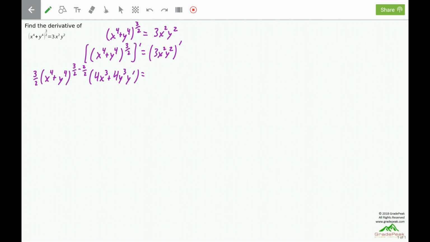Equals, on the right side, we have a product rule. 3x squared times y squared. The derivative of the first: bring the 2 down, multiply it with the 3, 6, subtract 1 from the power, times the second left alone, plus the first left alone, 3x squared, times the derivative of the second, which is: bring down the 2, subtract 1 from it, and then multiply by the derivative inside. We will once again have a y prime every time we take the derivative of a y term.